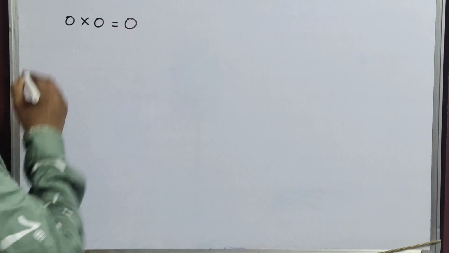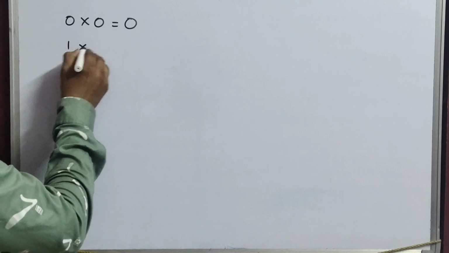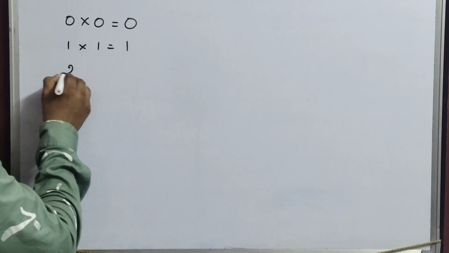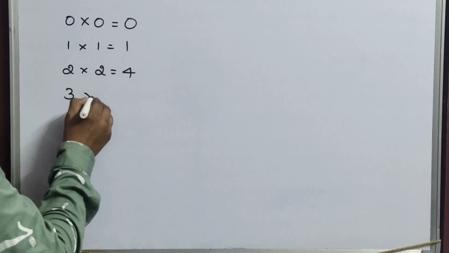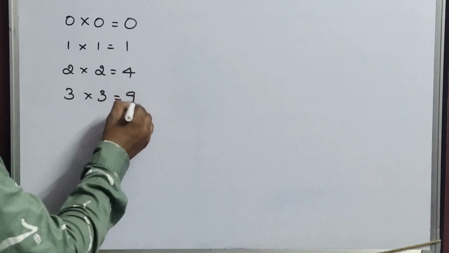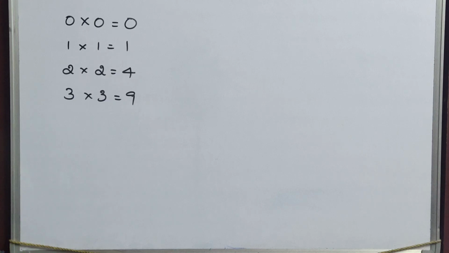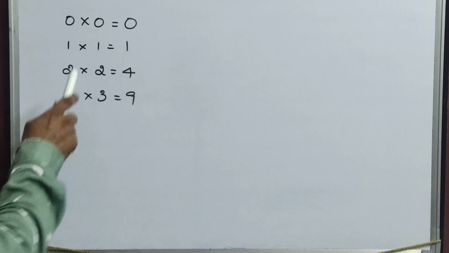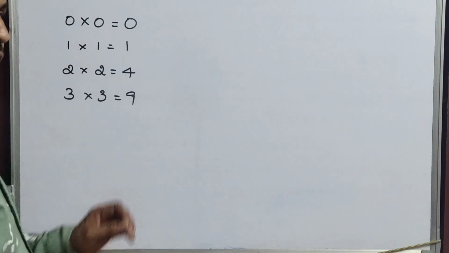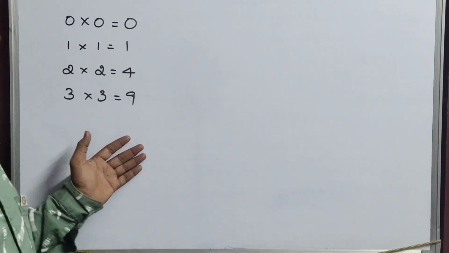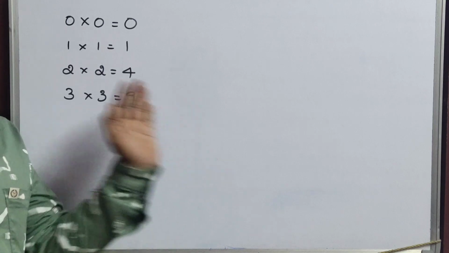Zero into 0 is 0, 1 into 1 is 1, 2 into 2 is 4, 3 into 3 is 9. What is sir telling, ground level and tables? Are you feeling like that? No, children. See, these are the tables which will be helpful for finding the square roots. How we have to use these tables, I am going to tell you now.